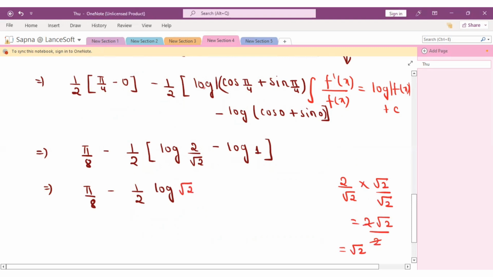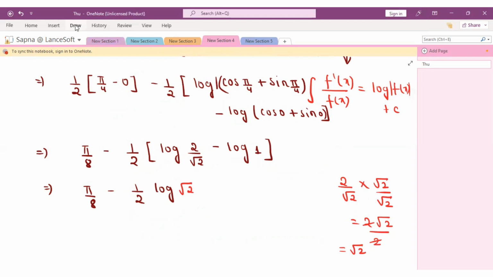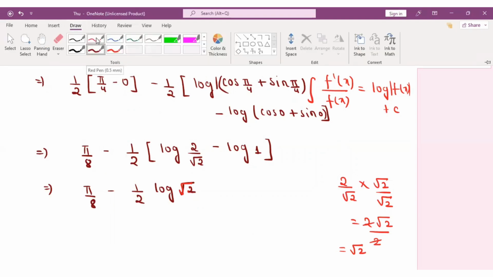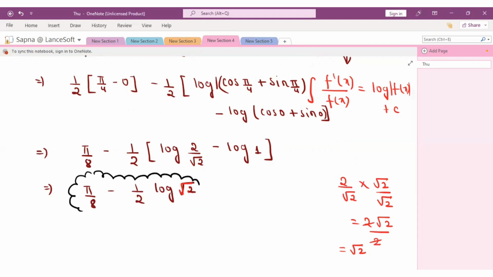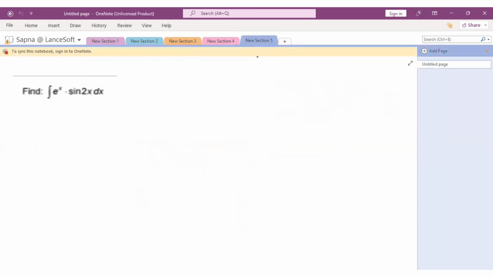So log root 2 minus, we know that the value of log 1 is 0. Here we can directly put the value of log 1, which is 0, so that will become minus 0. So this is the final answer: pi by 8 minus half log root 2. I hope you have understood this solution. Now let us move to the next question.